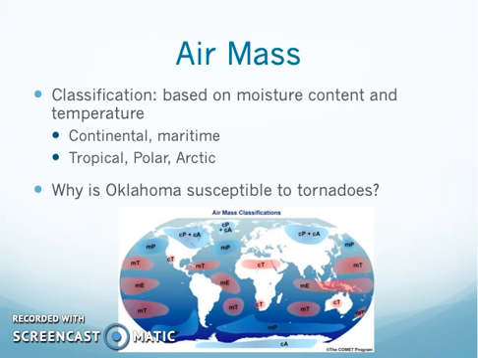And tropical, polar, and Arctic describe the temperature. Tropical is warm, polar is cold, and Arctic is extremely cold. So in this picture down below, air mass classification shows a bunch of different letters. The lowercase letter is describing the moisture, so lowercase c is continental and lowercase m is maritime. So then the big letter indicates the temperature.